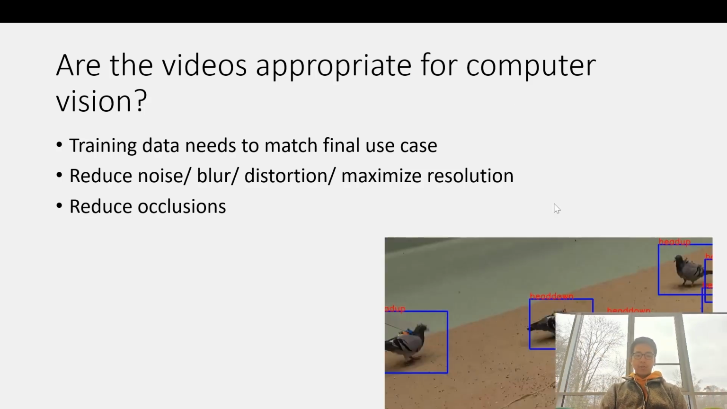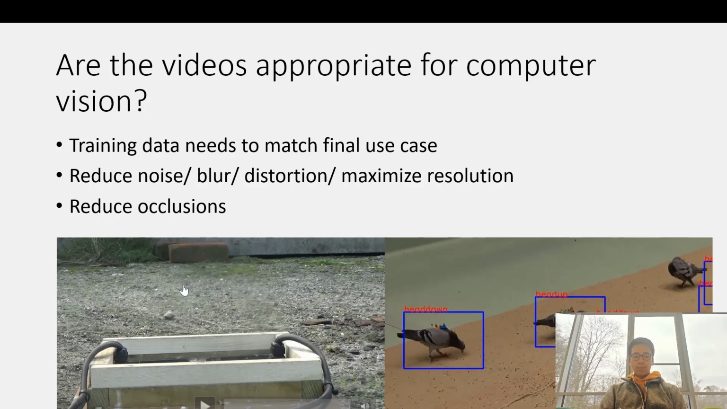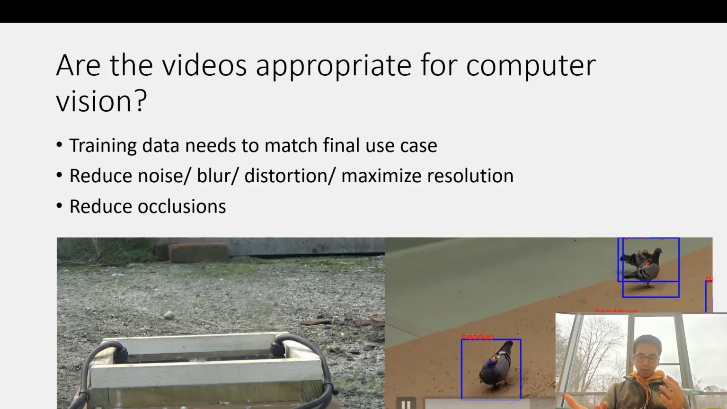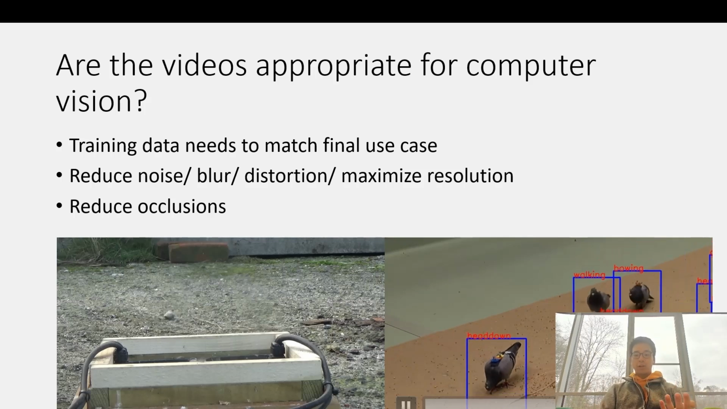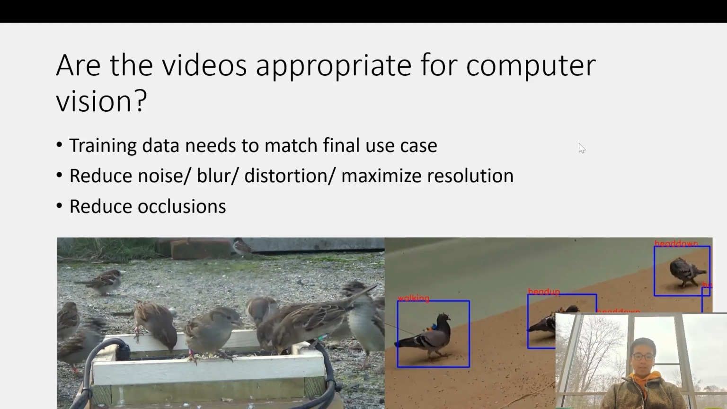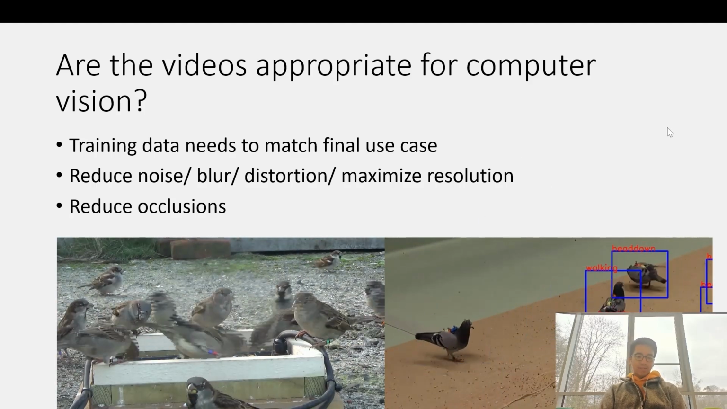So here's an example from the pigeon dataset. Oh, sorry, this is a good example of the pigeon dataset. The pigeons are more or less not super occluded, and it's quite clear what they're doing. And here's another example of just sparrows eating.